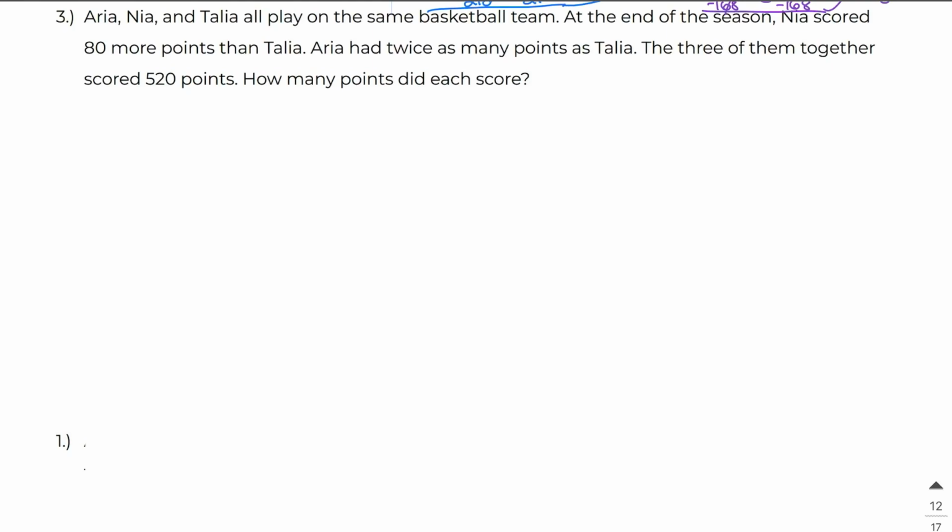All right, people. In our last question, it tells us that Arya, Nia, and Talia all play on the same basketball team. At the end of the season, Nia scored 80 more points than Talia. So that's one piece of information that's given to me, okay? Arya had twice as many points as Talia. And it also tells us that the three of them together scored 520 points. And it's asking us how many points did each score.